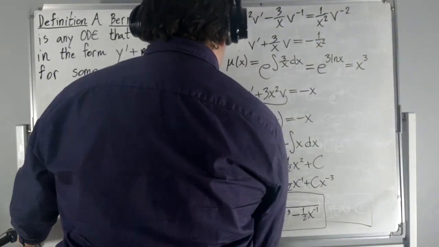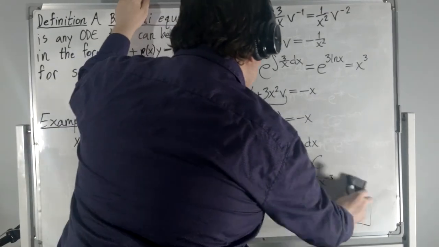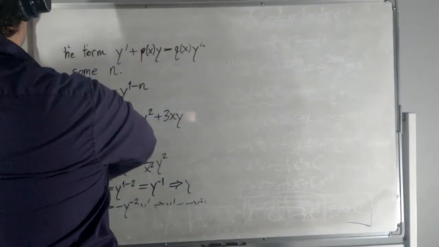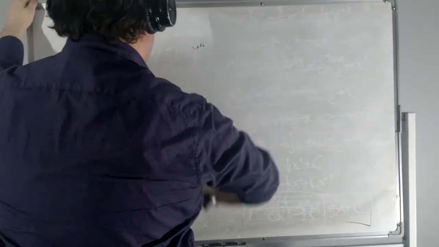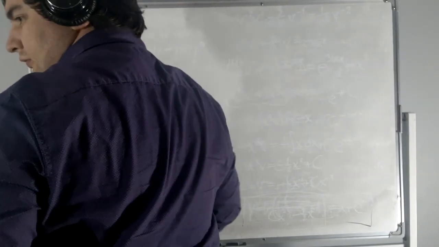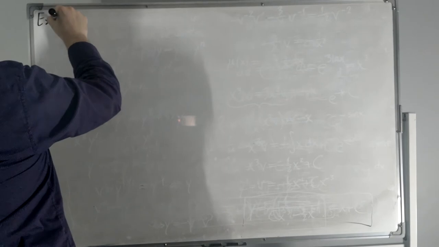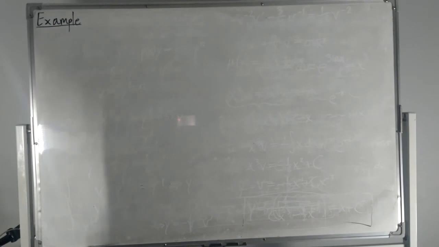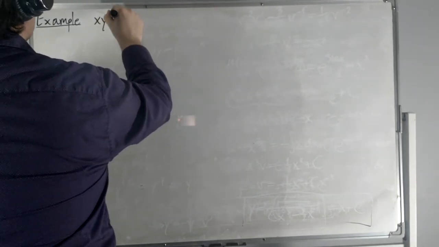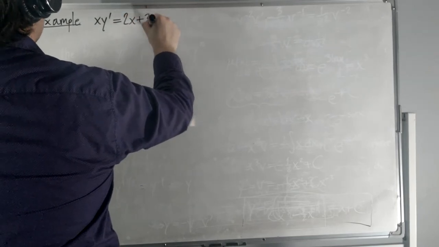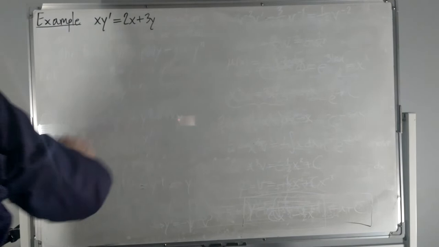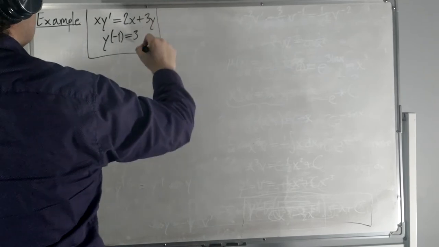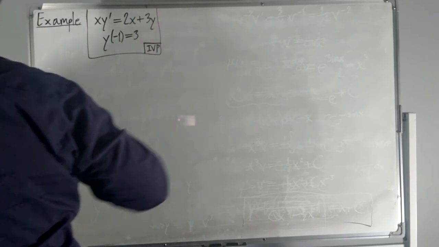Okay. Let's look at an initial value problem that involves substitution on an ODE. So we have x y prime equals 2x plus 3y. And at the same time, y of negative 1 should be 3. So this right here is our initial value problem.